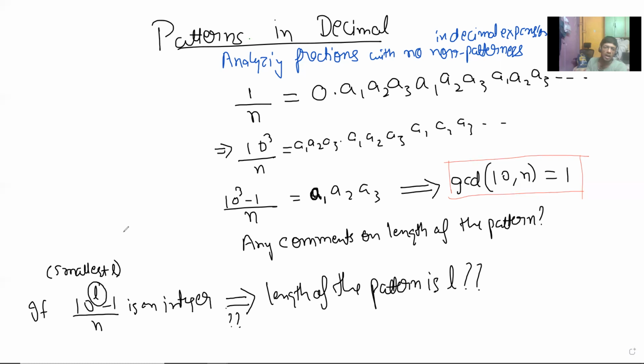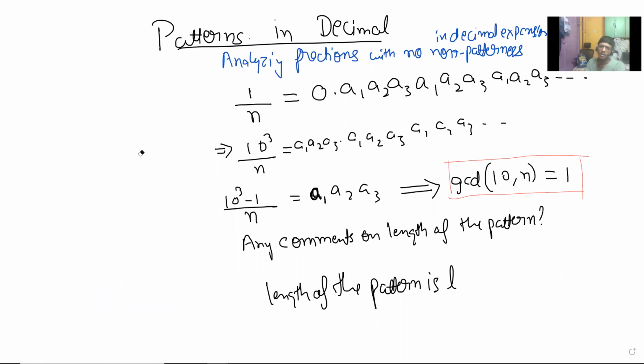In other words, the length of the pattern, and we're doing this with numbers like 1 by n. If you take numbers like m by n, there will not be much difference if m is coprime to n, because that will not destroy or change any pattern. But let's just focus on this thing only. The length of the pattern is L.